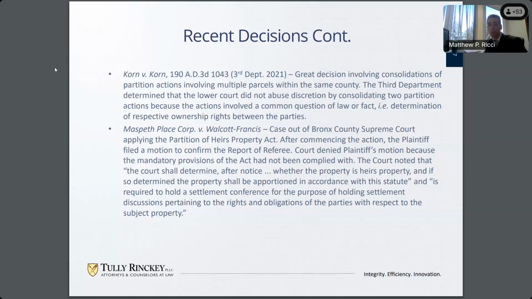The court also held that it is required to hold a settlement conference for the purpose of holding settlement discussions pertaining to the rights and obligations of the parties with respect to the subject property. So this is a great recent example where courts are actually looking at applying this act, and we're starting to see some case law developed from that.